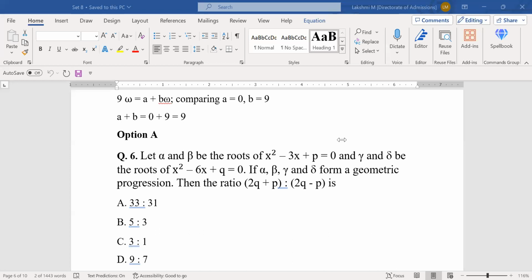Now coming to the next question, another same category, same type of question. Alpha and beta are the roots of the equation x square minus 3x plus p equal to 0. Gamma and delta are the roots of the equation x square minus 6x plus q equal to 0. Another clue: alpha, beta, gamma, delta form a geometric progression. So it's something related to GP. They're asking us to find the ratio of 2q plus p and 2q minus p.